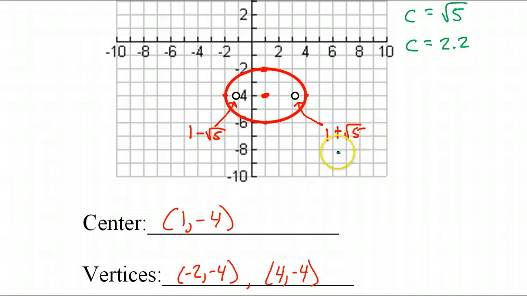So think about it. It would be like 1 plus 2.2, for example. What is that? 3.2? See how that makes sense? Because here's 3 and change. In the same way, if we did 1 minus 2.2, that's negative 1.2. Does that make sense? Sure, because it's negative 1 and a little bit more.